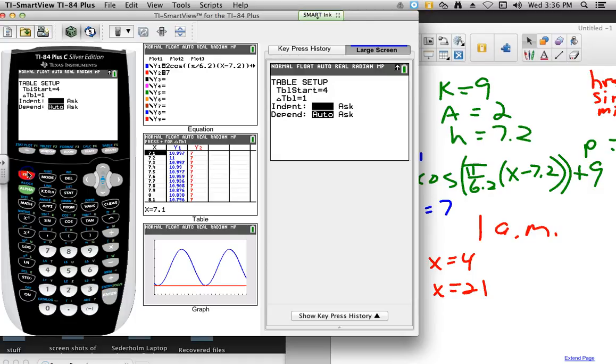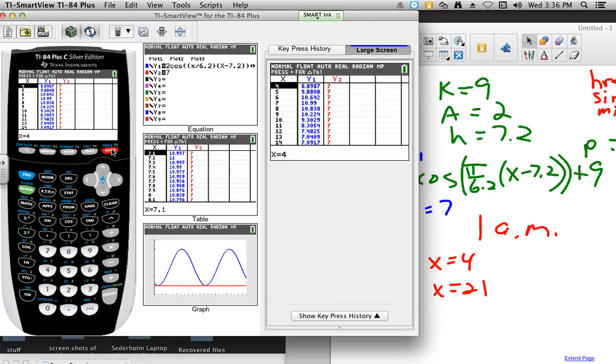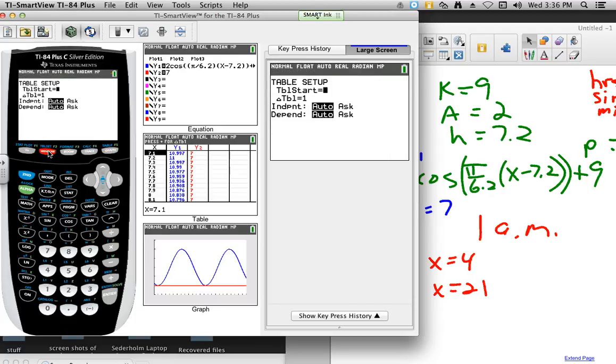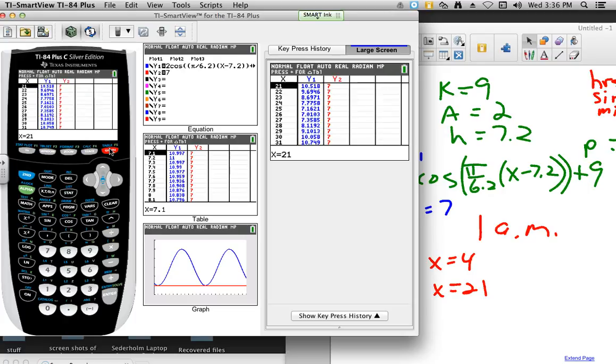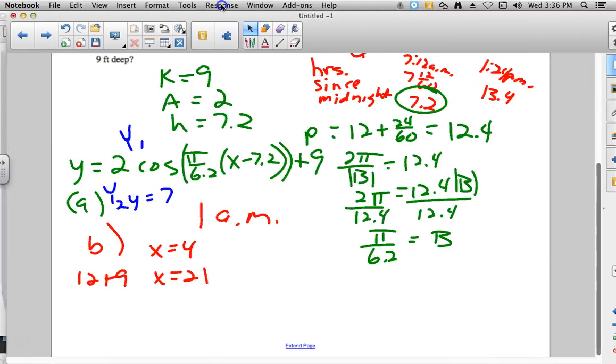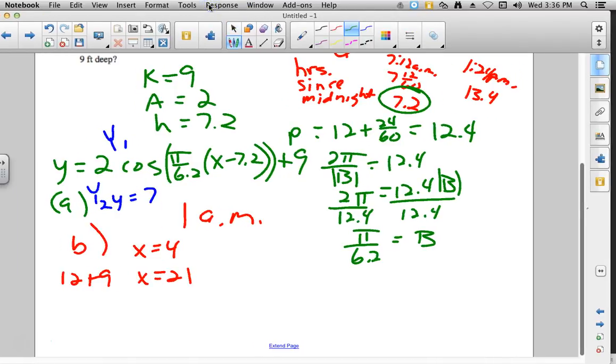All right, second table. So there's my first answer right up there at the top. 8.8987 is going to be the depth of the water at 4 a.m. And then I'm going to go into table set and just have it jump to 21 for me instead of sitting and hitting the arrow again and again. And at 21, 10.518. So at x equals 4, we had 8.899 feet, and at x equals 21, we had 10.518 feet.